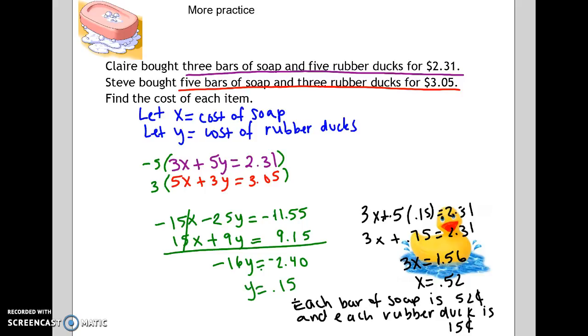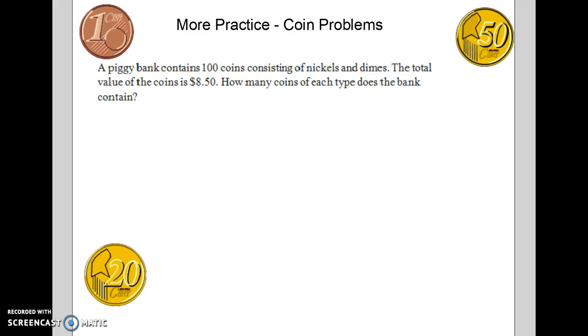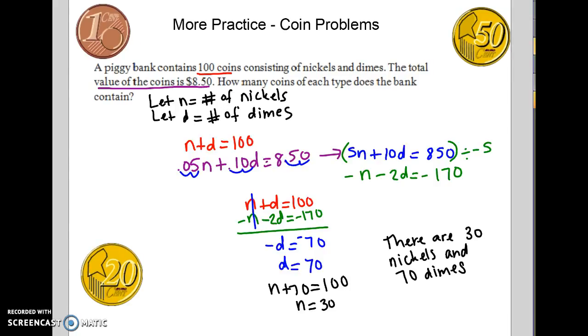Alright, let's do one more problem, which is a coin problem. Take a second, read the problem, find your let statements, equations, and solve it. Okay, so go ahead and check your answer. Here are your let statements, your original equations. This one we change the decimals and then divide it by -5. Cancel out the n and you get 70 dimes. Plug it back in and you get 30 nickels.